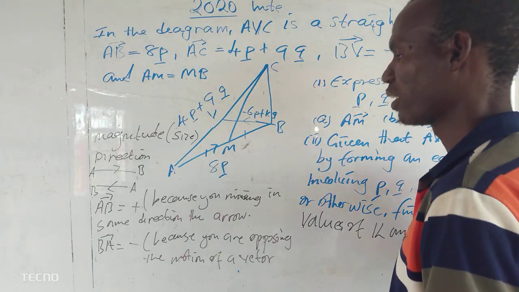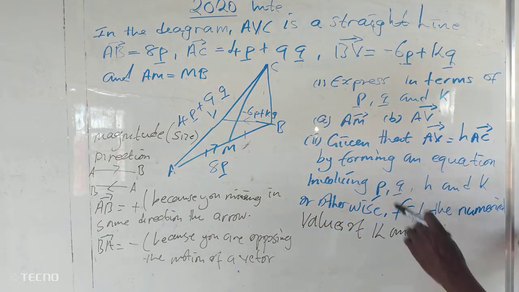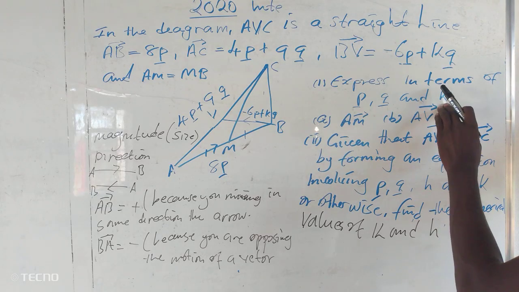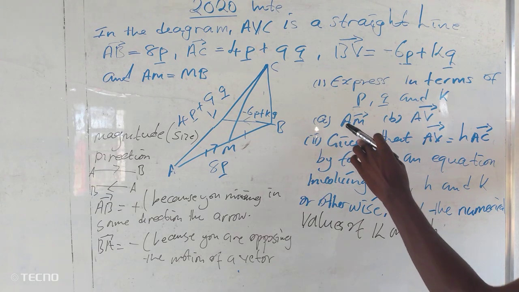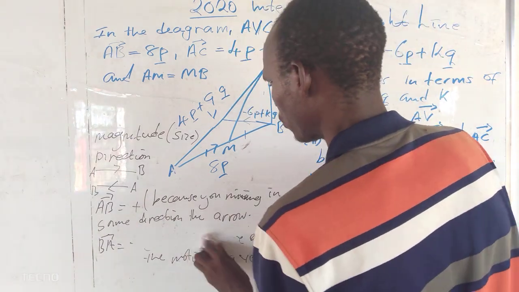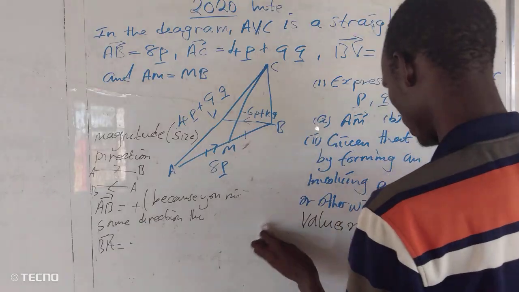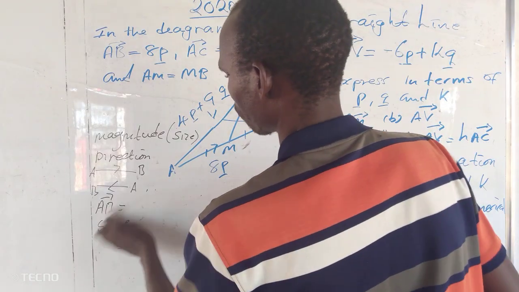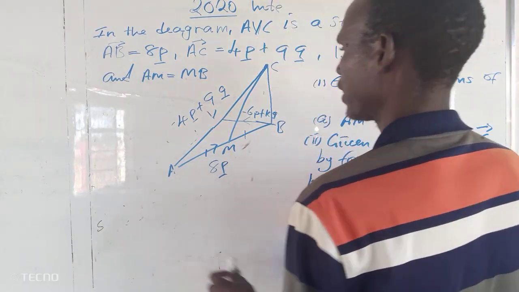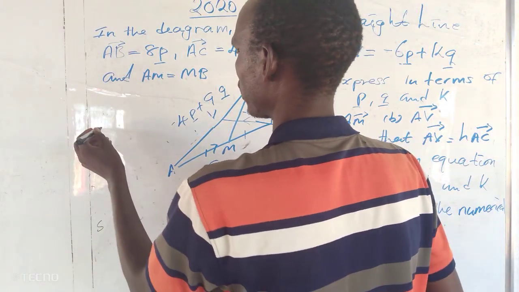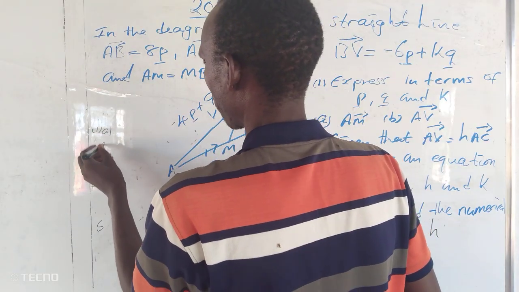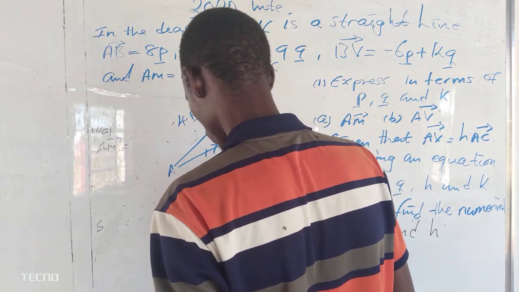Can we have a look at this question now? Express in terms of P and Q and K, vector AM. How do we get vector AM? Since you have that information in your head, how do you get vector AM? This is my number 1. Vector AM is equal to what?